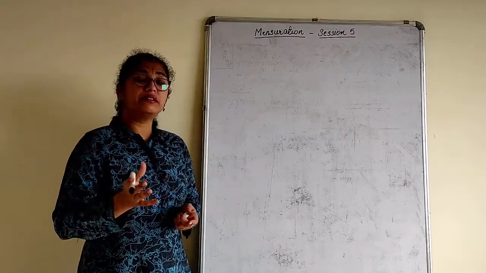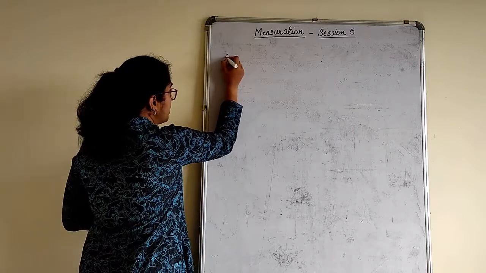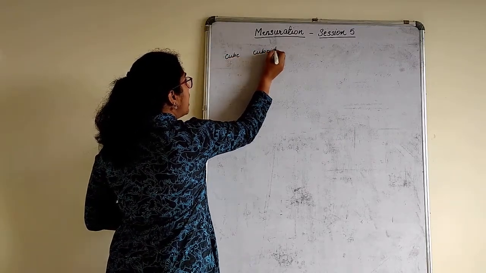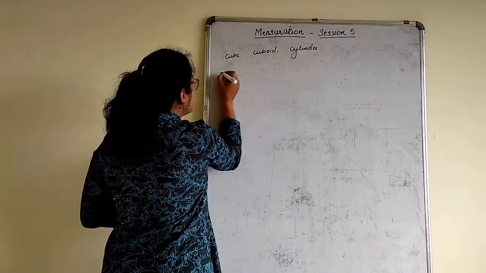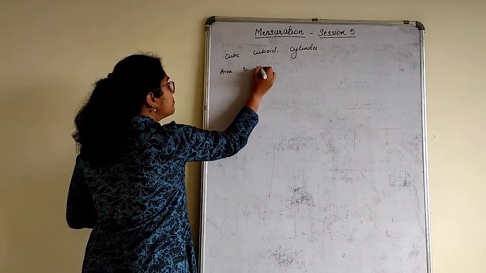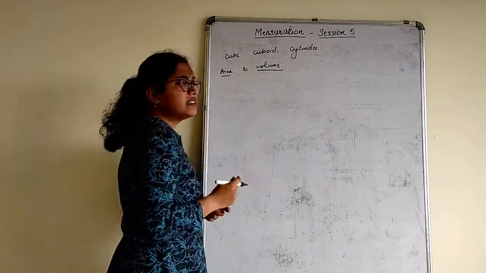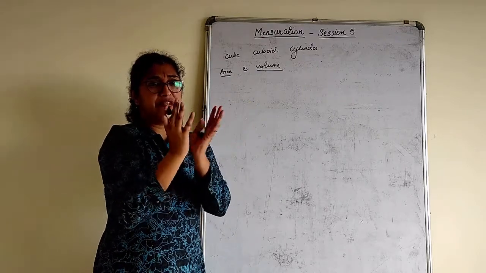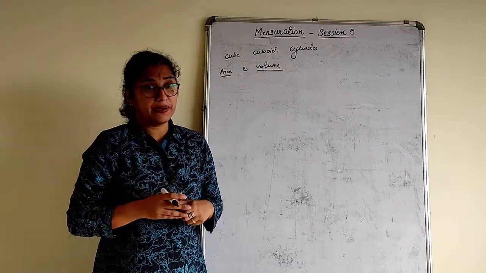When we talk about three-dimensional solid figures, in 8th grade you will be studying the cube, cuboid and cylinder. That means you will be studying their area and volume. Now we all know what area is. Area is nothing but the region bounded by the given figure, and volume is the total space occupied.